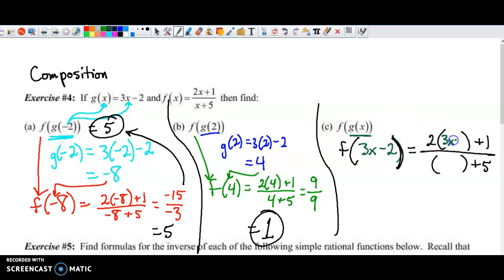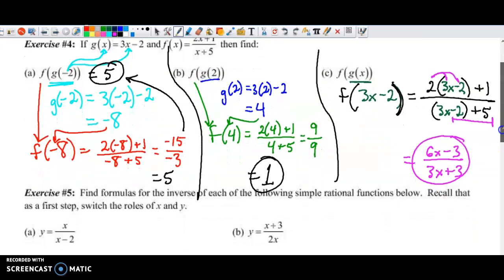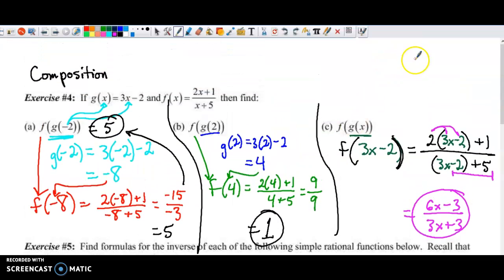Now I do expect you to simplify this where you can. What I mean by that is you can distribute the 2 into this. So we're looking at 2 times 3x is 6x. You'd have negative 4 plus 1 would be negative 3. And in the denominator, 3x minus 2 plus 5, well, you can combine the minus 2 plus 5 together to be plus 3. And you might be able to simplify this, but for our purposes, that's fine. For anybody that's curious, you could factor. Maybe I'll do this at the top, because you can factor out a 3 on top and bottom.